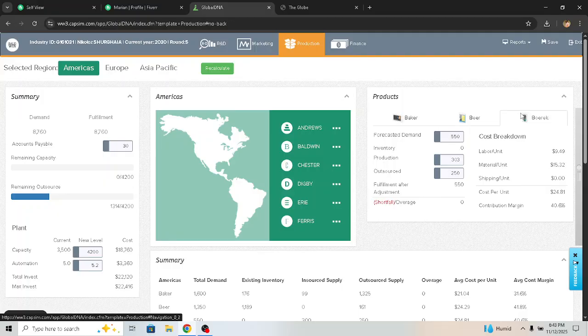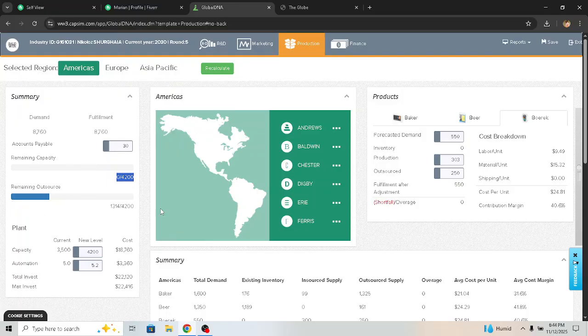We go to our third product, which is Borek. In Borek, we had a forecasted demand of 550. We produced 303 and we outsourced 250. As we make these decisions for production and outsourcing, it affects our capacity. It is subtracted from the capacity we invested here. So you realize that there is a remaining capacity, highlighted here, and there is remaining outsource. As we make decisions here, it is subtracted from the total amount we have here. In this case, as we have already made the decisions, we have maximized the remaining capacity and we have used all of it.